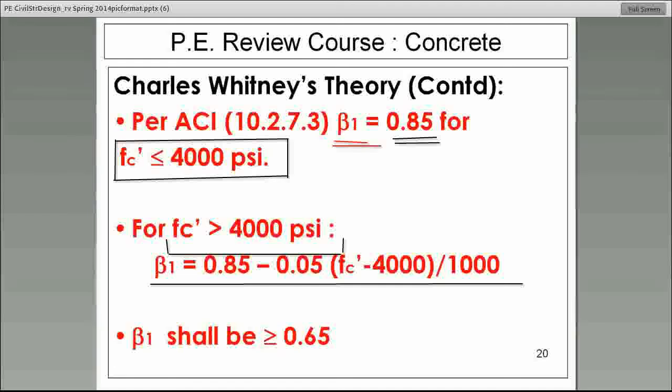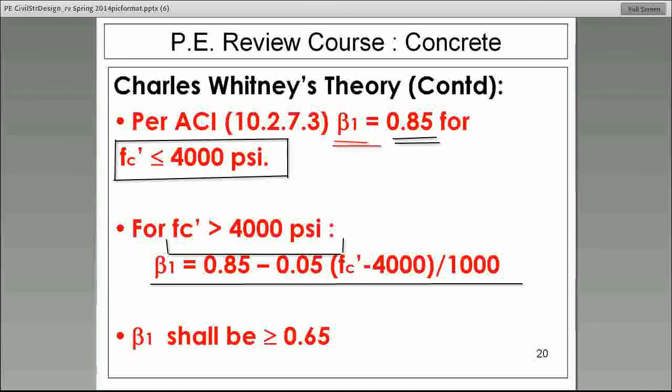So pay attention. If beta 1 is 0.85 for 4,000 psi, tell me, what is beta 1 for a 5,000 psi concrete? Well, that's a 1,000 psi increase in compressive strength, so beta 1 will be reduced by 0.05. So what would the answer be? 0.8. 0.80 if compressive strength is 5,000.